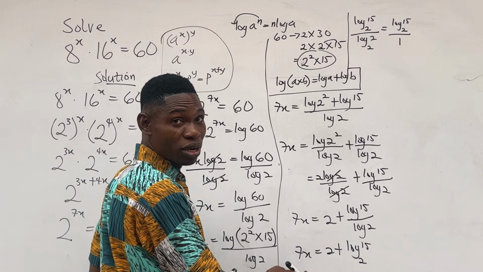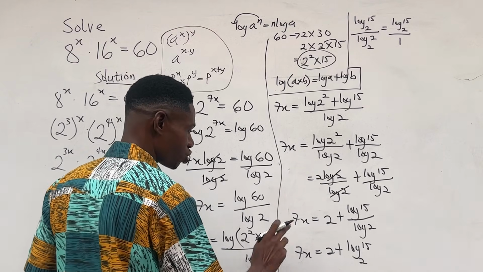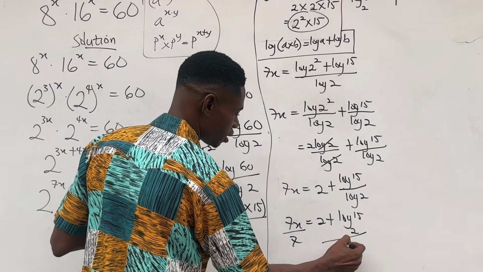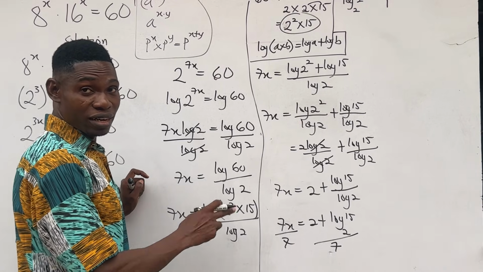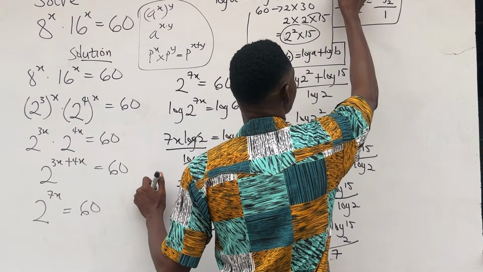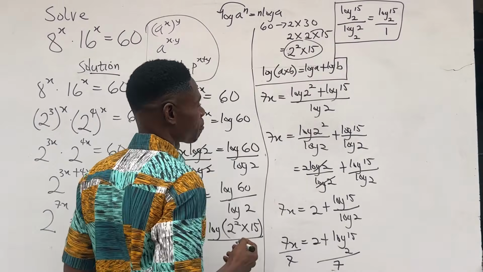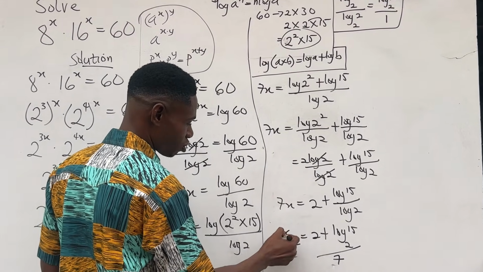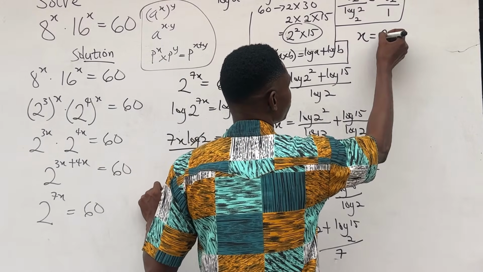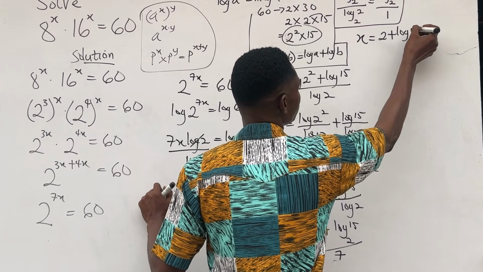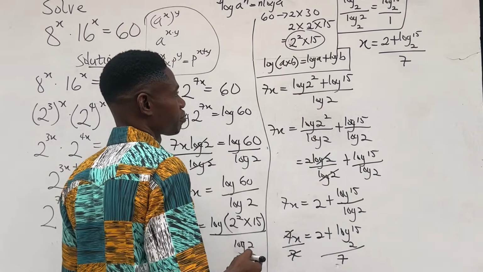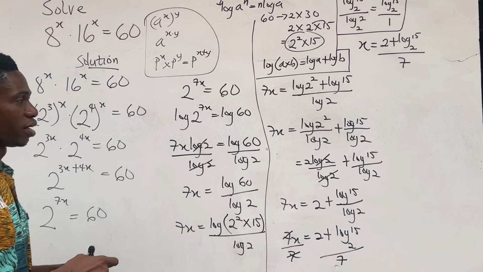Can I write one more line? So from here, we can divide both sides by 7. All right, so these ones I'm boxing are examples. Now, from here, 7 can cancel 7, and then our final answer, x becomes 2 plus log 15 base 2 all over 7. And this is our answer.